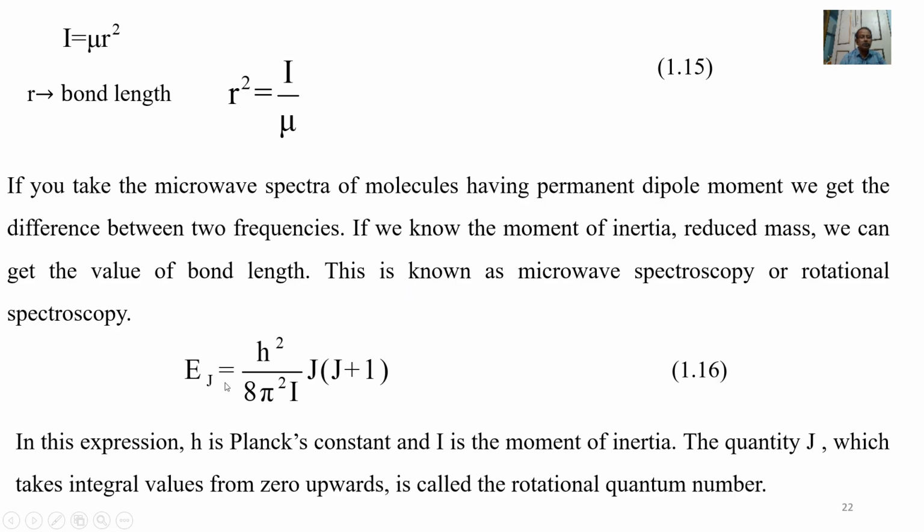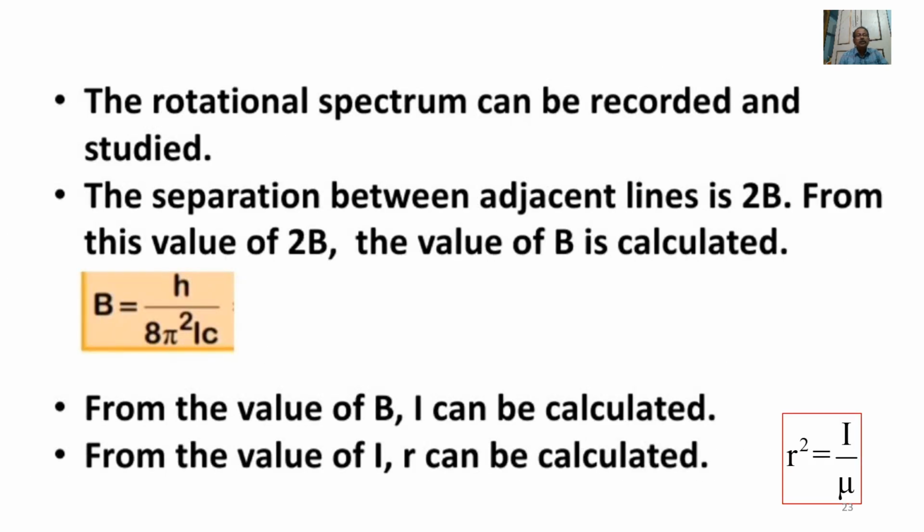So the expression for the rotational energy is Ej equals h square divided by 8 pi squared I times J into J plus 1. In this expression, h is Planck's constant, I is the moment of inertia, and the quantity J takes integral values from 0 upwards, and this is called the rotational quantum number. The rotational spectrum can be recorded and studied. The separation between adjacent lines is 2B, which you are going to see now. From this value of 2B, the value of B is calculated, where B equals h divided by 8 pi squared I c. From the value of B, I can be calculated. From the value of I, r can be calculated.